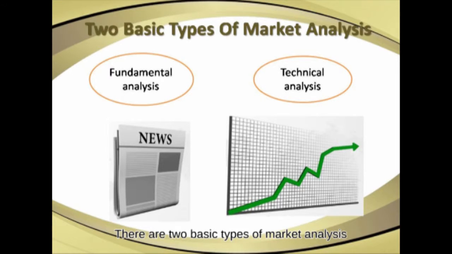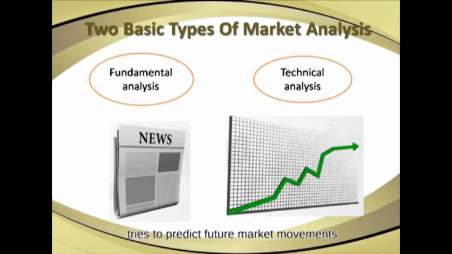There are two basic types of market analysis. Fundamental analysis. This type of analysis tries to predict future market movements according to a country's economic news. Technical analysis. This analyzes current market movements in comparison to past market movements. In other words, it tries to predict future trends based on past movements. This is done with the help of indicators, which are available on the trading platform.